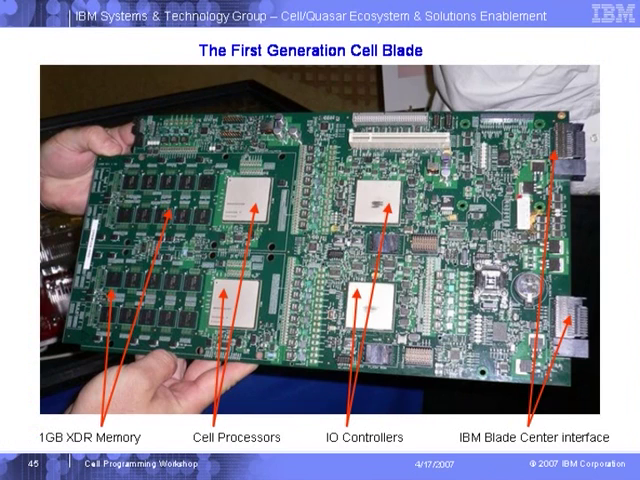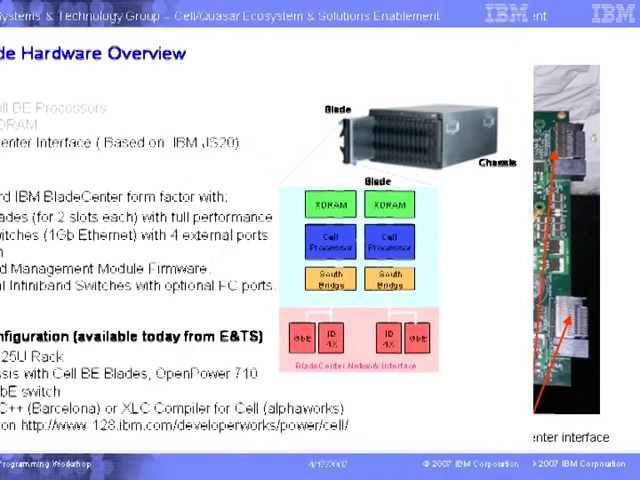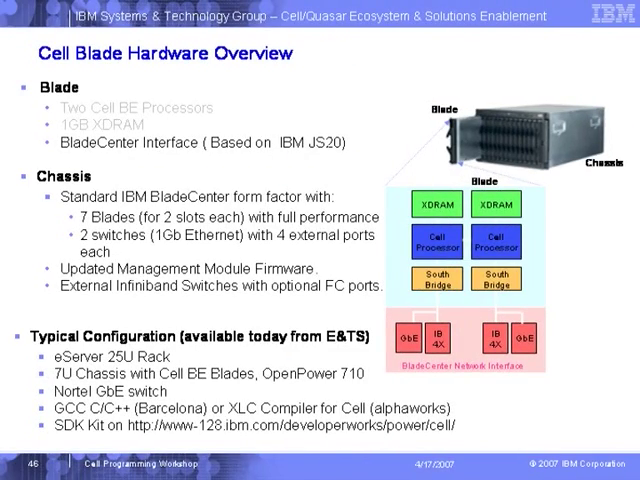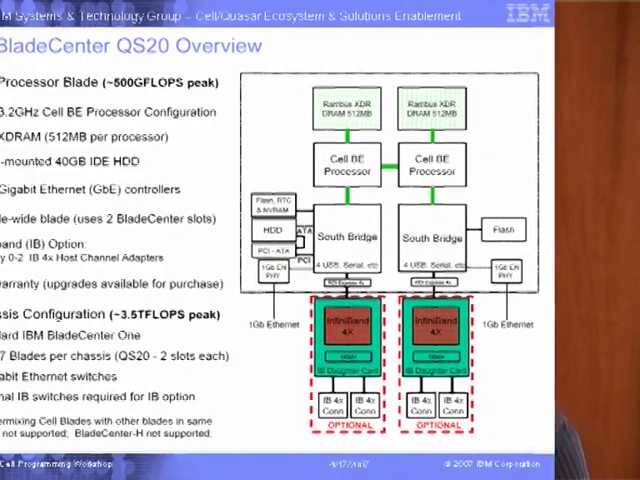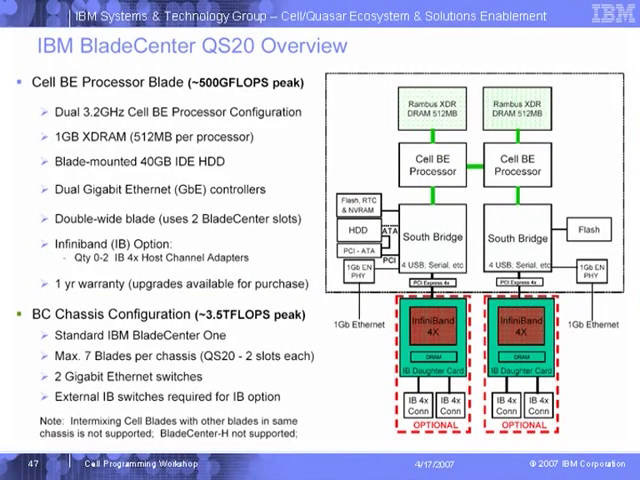This is the Cell blade we have now. We have the Cell processors, two on the blade here, and 1 gigabyte of XDR memory. This is the way we put the Cell blade into the chassis. The chassis has 14 slots, and each Cell blade takes 2 slots, so we have 7 Cell blades in this chassis. This is the same configuration, the QS20.